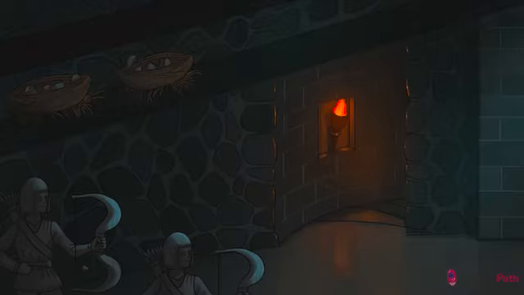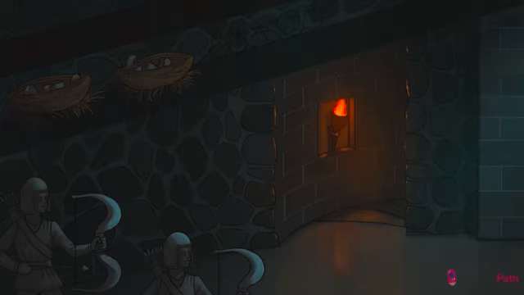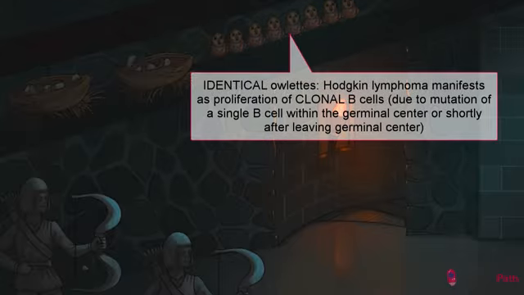As you can imagine, when all that DNA is switching around and mutating at the germinal center, accidents can happen. Hodgkin lymphomas stem from a single mutated B cell in the germinal center or right after it leaves the germinal center, stuck somewhere in the stages of normal differentiation. This mutant cell proliferates and fills the node with a monoclonal collection of abnormal cells. That's right, just a bunch of clones, kind of like this cute set of octuplet owls.